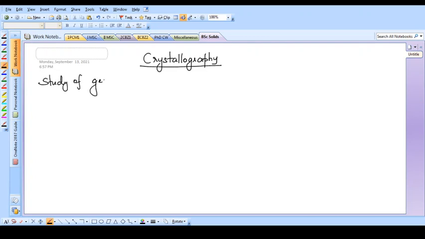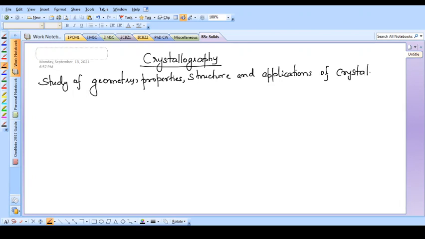study of geometry, properties, structure. Okay. In fact, this structure will come before property. Okay. Geometry, structure, property, and applications of materials that exist in the form of crystals, that is crystalline substances or materials. This field is known as crystallography.